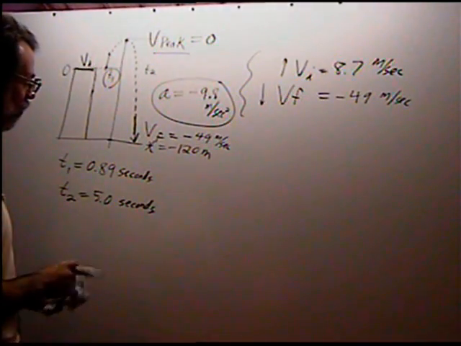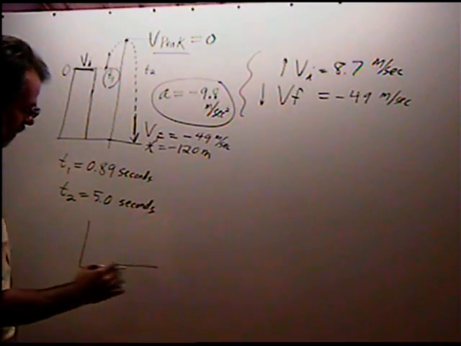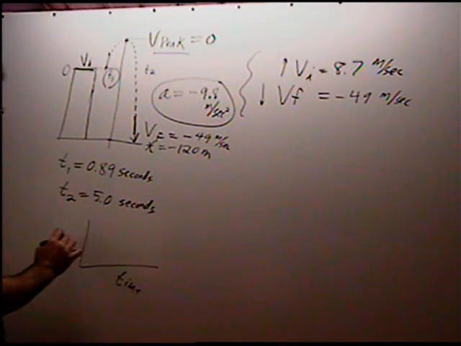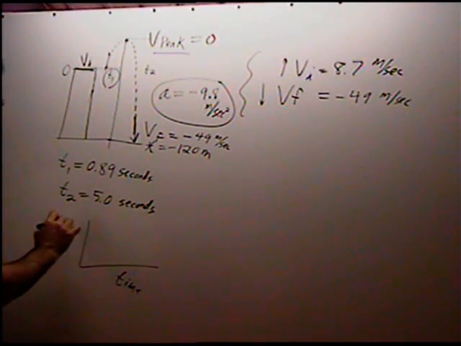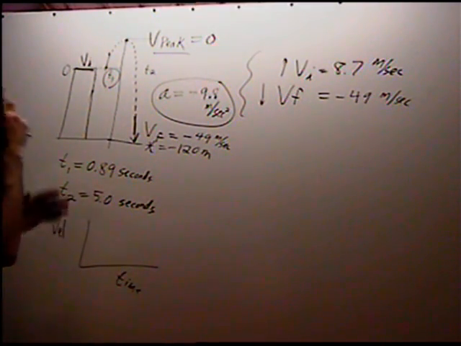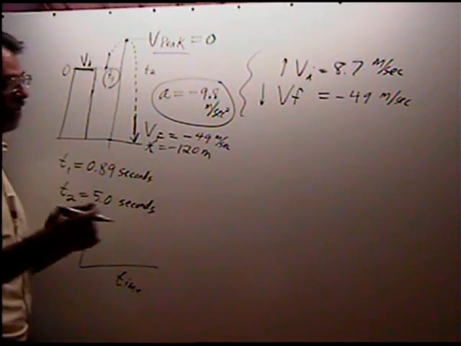Okay, I'm going to draw a velocity plot. On the x-axis, I'm going to put time. On the y-axis, I'm going to put velocity. So it will be a velocity versus time plot. All of these questions like this, you can always make these kinds of plots, and it should make sense.